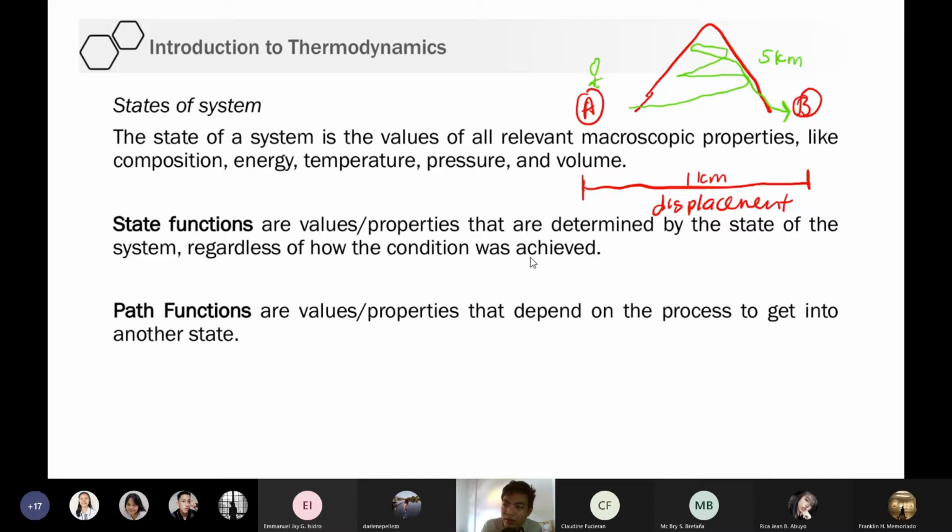Sabi niya, regardless of how the condition was achieved. Okay? So wala siyang pake kung umikot ka sa bundok o kaya nagsasayaw-sayaw ka sa taas saka ka bumaba, no? So it doesn't matter kung ano ginawa mo in between. Basta initial minus final 'yon. Okay? State function ang ganun. It doesn't matter basta ma-achieve mo yung endpoint mo. So 1 kilometer yung displacement mo. State function 'yon. Ang path function would be the distance traveled, no? That will be the distance traveled.